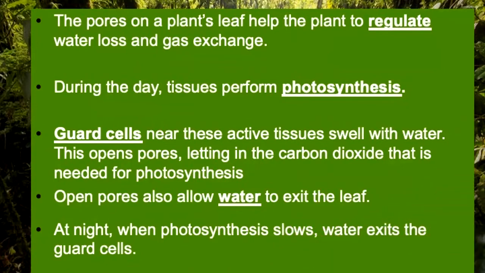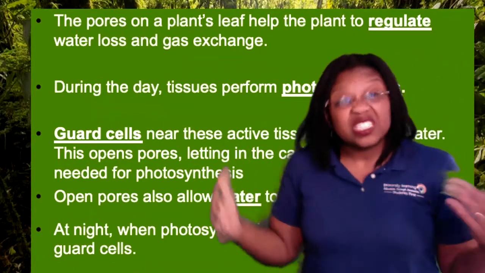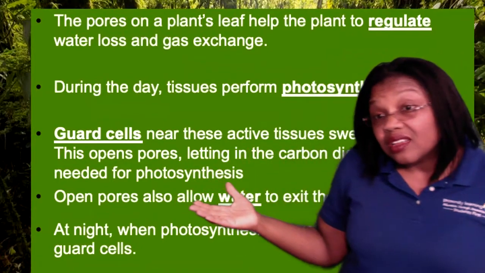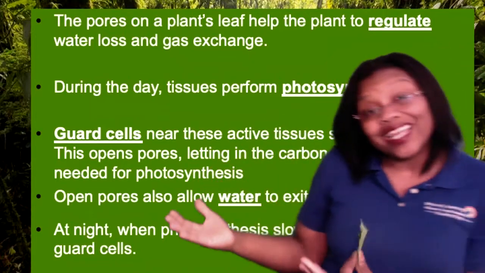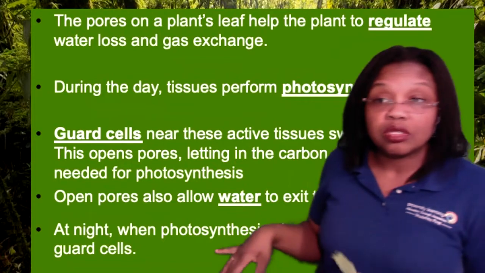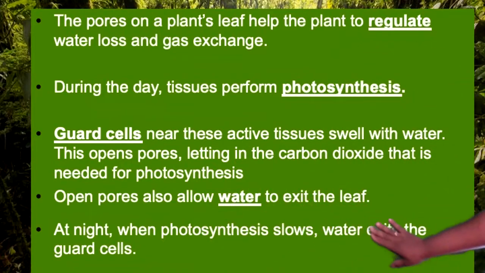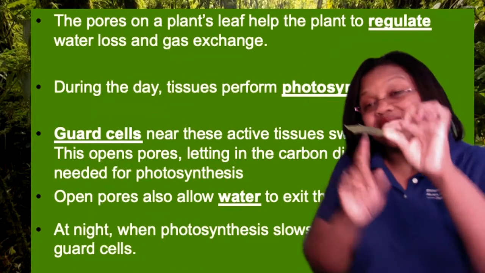At night, when photosynthesis slows down, water can exit the guard cell. So during the day, when I've got some photosynthesis going on, the stomata can control when to let in the needed carbon dioxide and when to release that oxygen. At night, it can control when the water leaves. So all of that's happening one more time at the under part of the leaf.